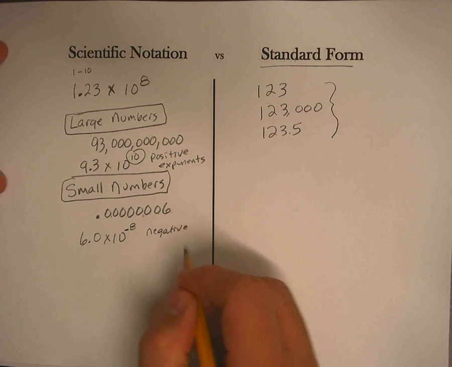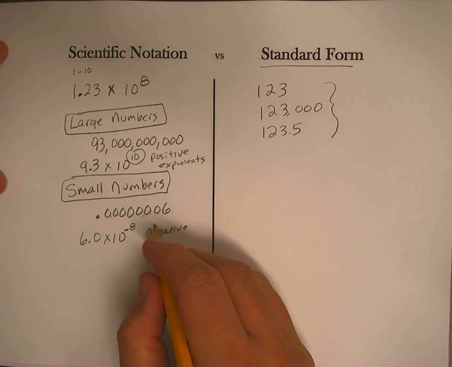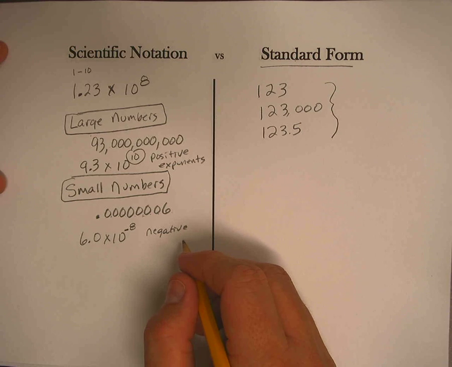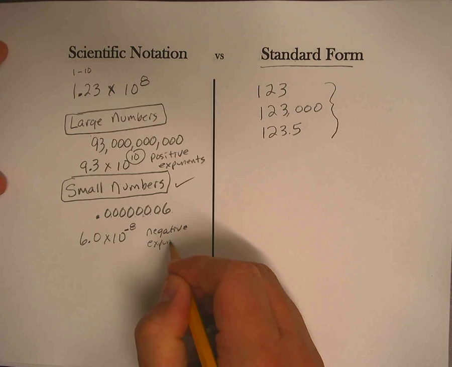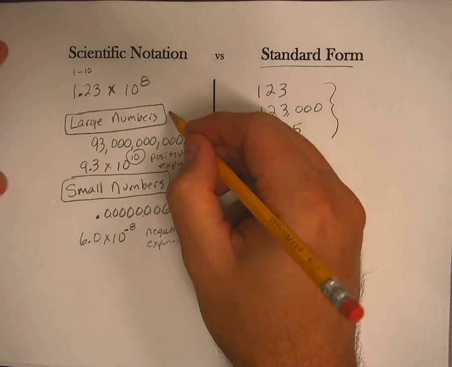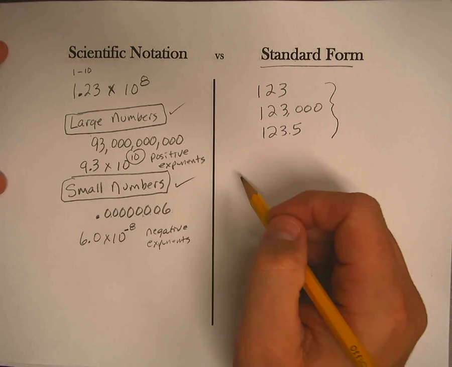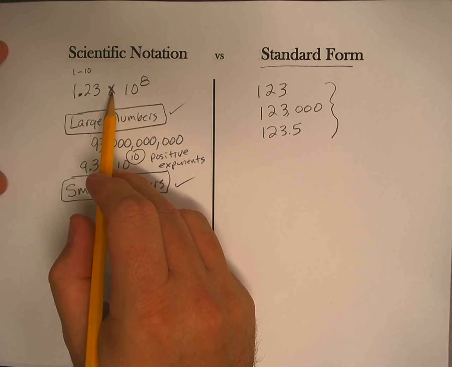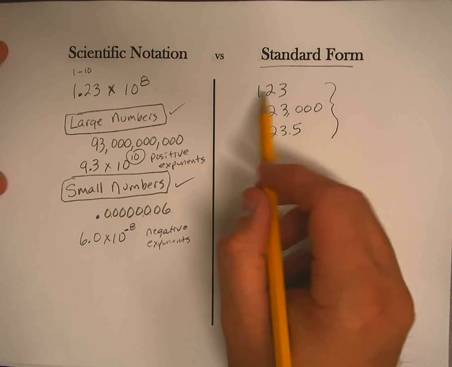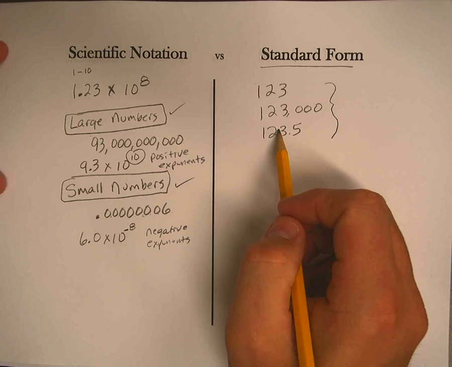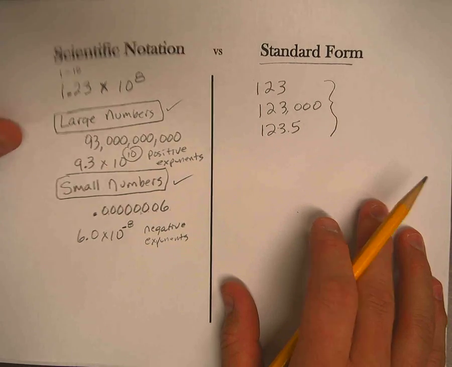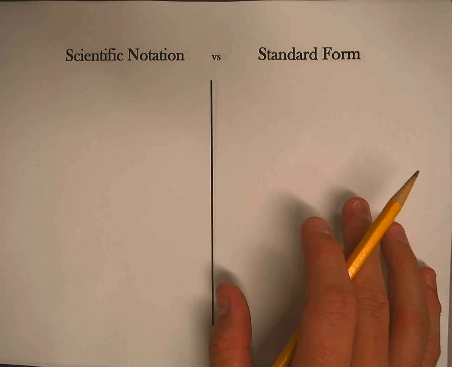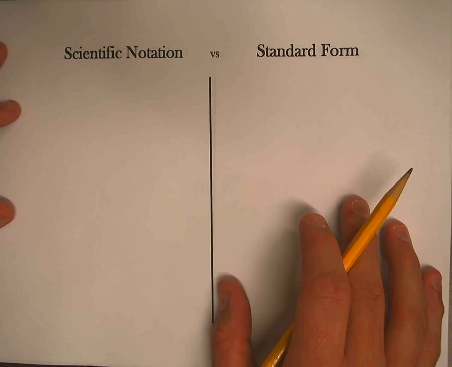Well, we'll discuss the details in just a minute about how to go from one form to another, but the idea here is for you to see that small numbers have negative exponents and large numbers have positive exponents, and for you to see what scientific notation looks like and what standard form looks like. Now, let's convert some numbers from one notation to another and see how that works.